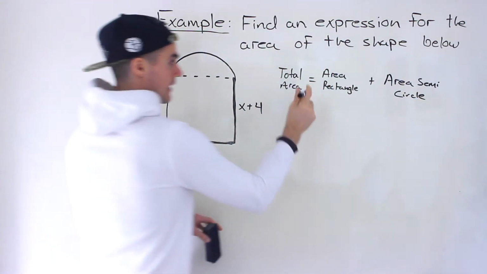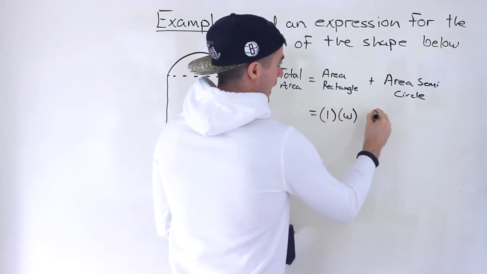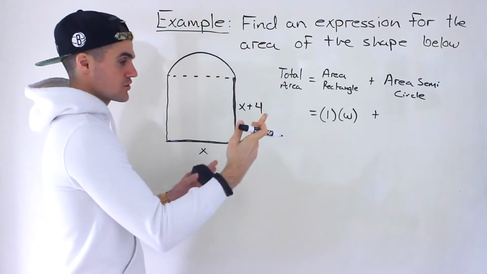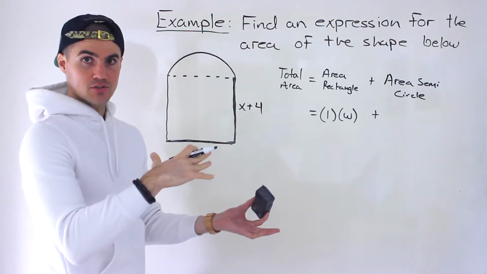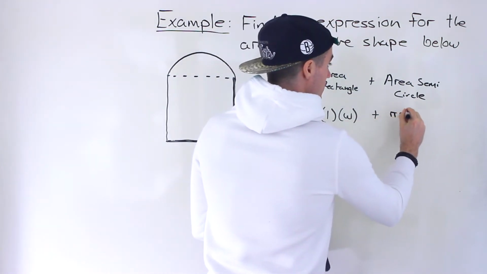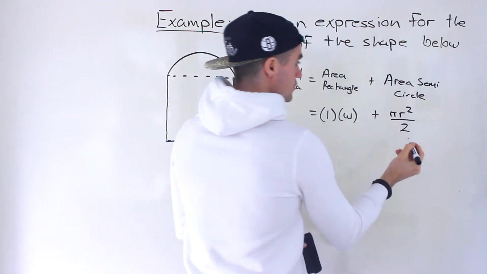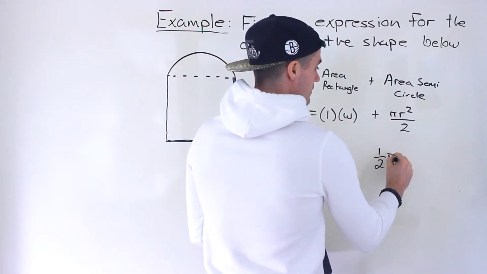Now, the area of a rectangle, we know it's what? Length times width. And then what is the area of a circle? The area of a circle is pi r squared. So the area of a semicircle is just going to be pi r squared divided by 2. So we'll have pi r squared over 2. Another way to write this actually is just 1/2 of pi r squared.